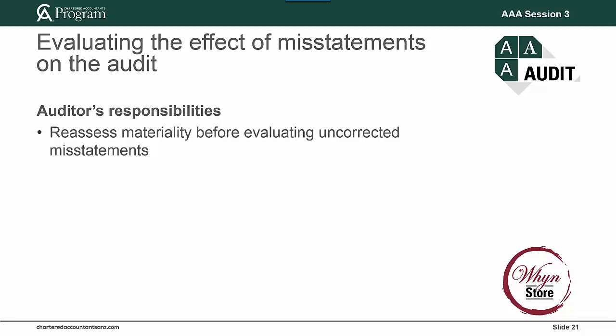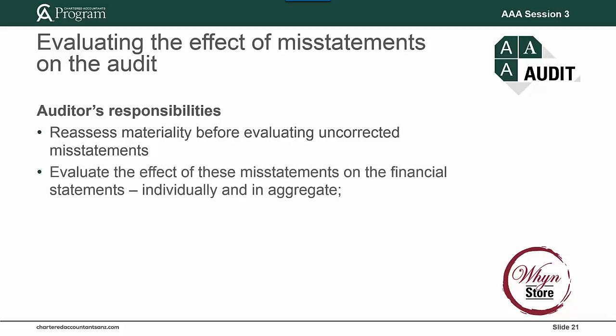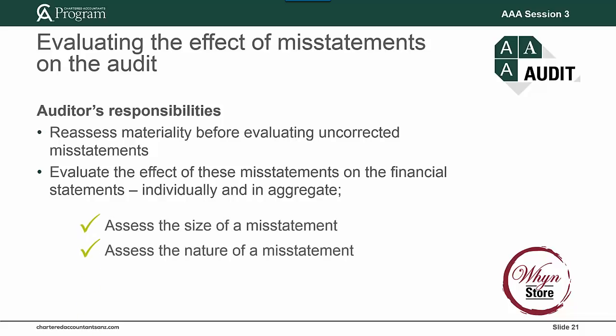In this scenario, we have found two isolated issues that would not result in a change of materiality. The auditor then has to evaluate the effect of misstatements on the financial statements, both individually and in aggregate. And this has to be done from a quantitative and a qualitative perspective. That means we have to assess the size of the misstatement and also the nature of a misstatement.